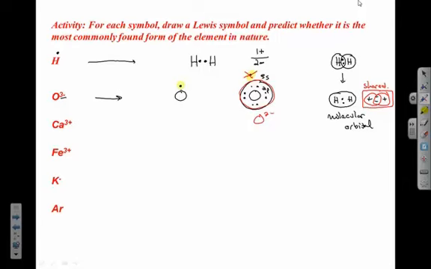Yes? On the test, does it matter how we arrange the dots? Does it have some features? No, not other than if you have a bunch of them, try to put them in pairs.